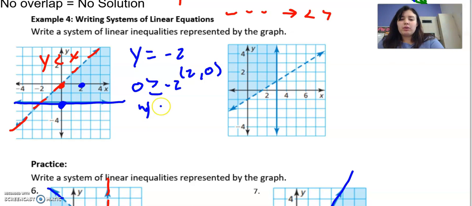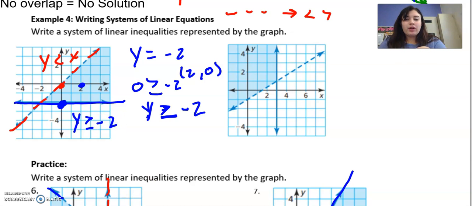So now we're going to plug back in. y is greater than or equal to -2. In this circumstance, we don't have an x because it's that horizontal line. So now we have y is greater than or equal to -2. Those are our lines for the first example. On to the second. We're going to do the dotted line in red again.